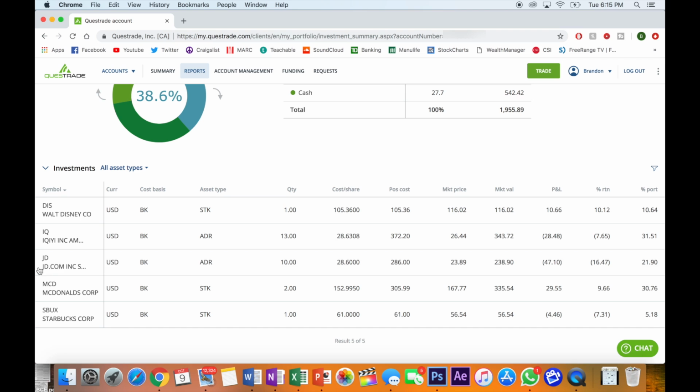I know I did just say that I own a couple Chinese stocks, but these Chinese stocks do trade on a US exchange, and that's why it's represented here in US dollars.